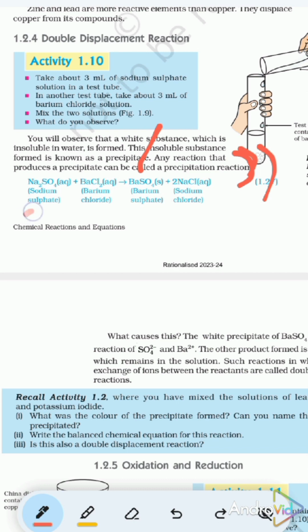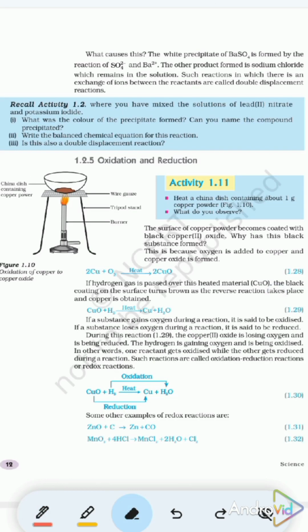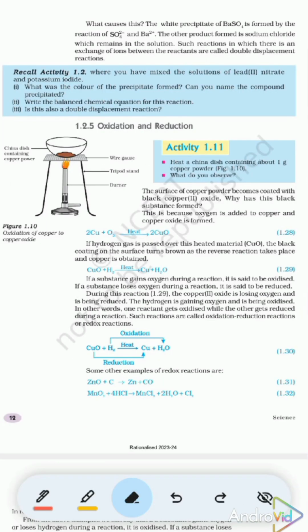Here we are taking sodium sulfate, Na2SO4, in its aqueous state, that is in solution form, when reacted with barium chloride, BaCl2, in its aqueous form, gives products as barium sulfate, which is solid, along with 2 molecules of sodium chloride in its aqueous solution. Now what causes this to happen? The white precipitate of barium sulfate, BaSO4, is formed by the reaction of SO4 2 minus and Ba2 plus, the oppositely charged ions. The other product formed is sodium chloride, which remains in the solution.